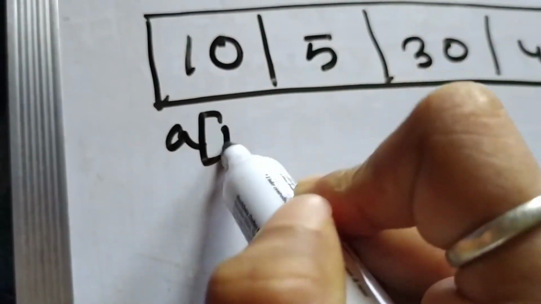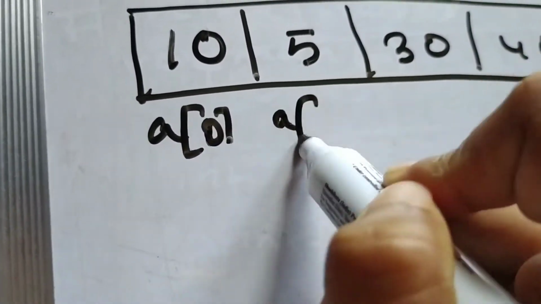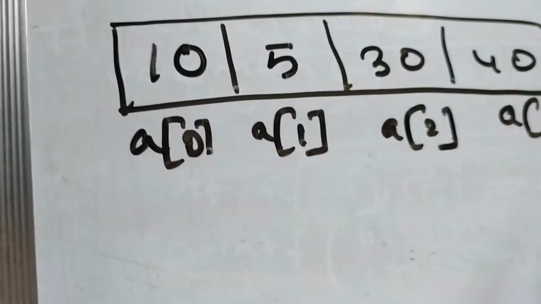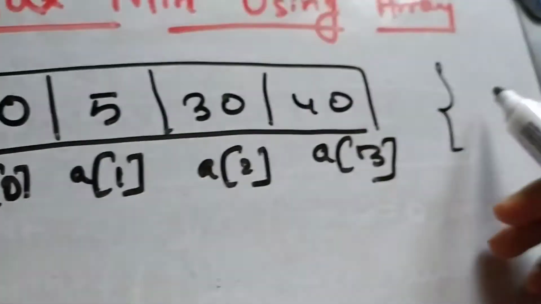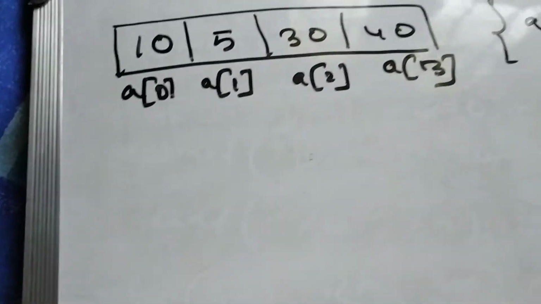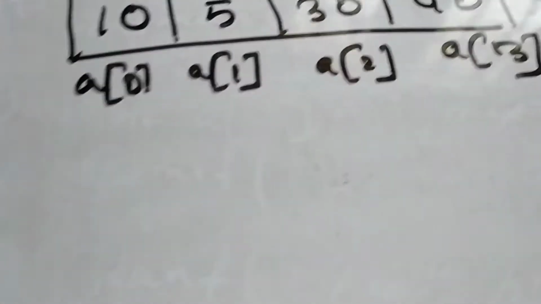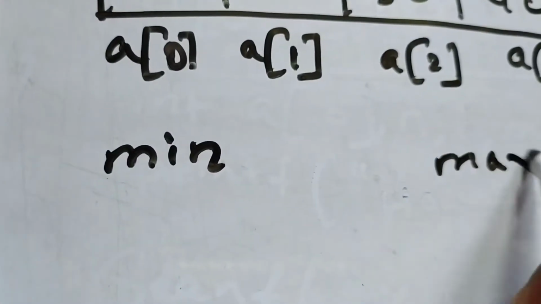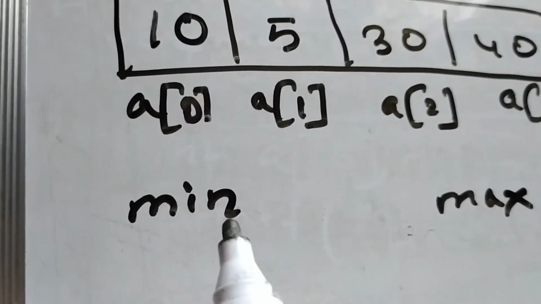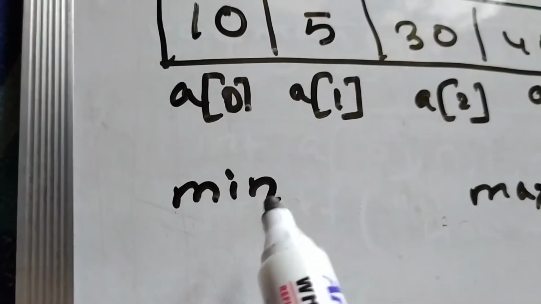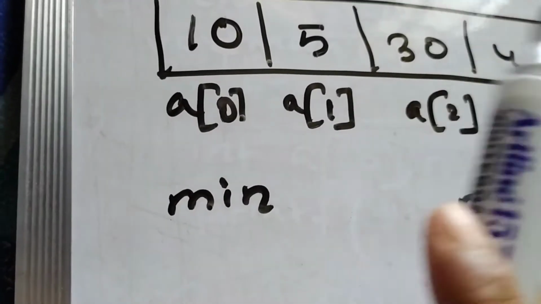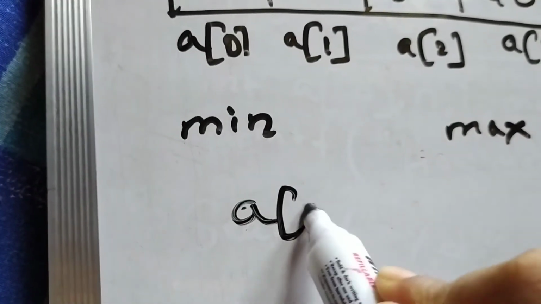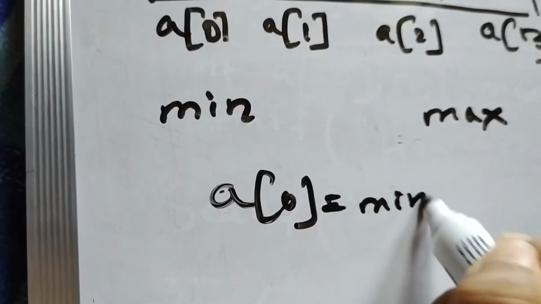Say this is a0, sorry, this is a1, this is a2, this is a3, and the name of this array is a. Now I have to find the minimum value and the maximum value. I don't know which one is minimum or maximum, so I have assigned the minimum value to a0. So a0 equal to min.